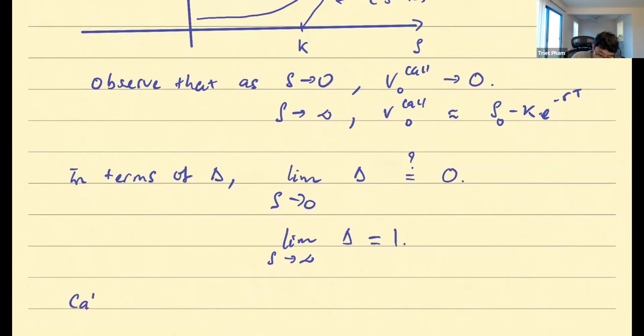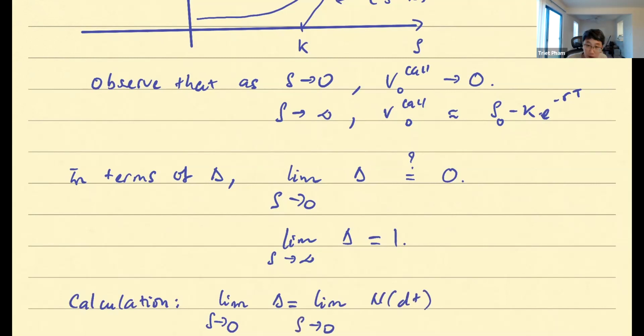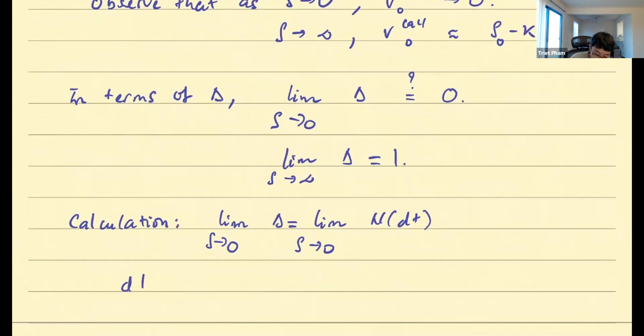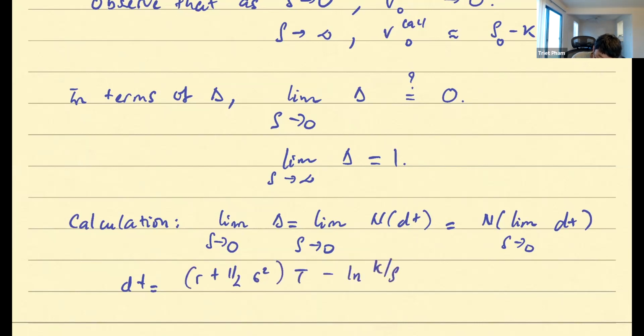Okay, so how do we do a calculation to verify this? Well, the limit, let's say as S goes to 0, of delta is the limit as S goes to 0 of N(d plus). And what's d plus? By the way, because N is a CDF, it's a continuous function, so you can do this. So basically, it's about the limit of d plus as S goes to 0 or infinity. So d plus is what? (r plus 1/2 sigma squared) times T minus log K over S0, divided by sigma square root T.